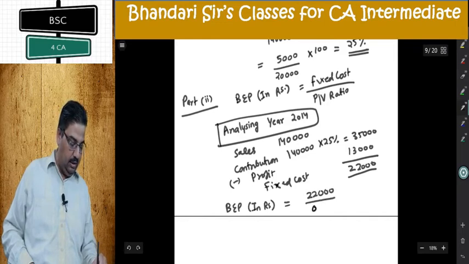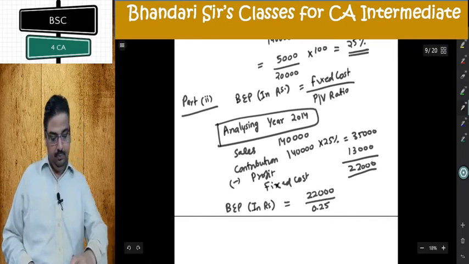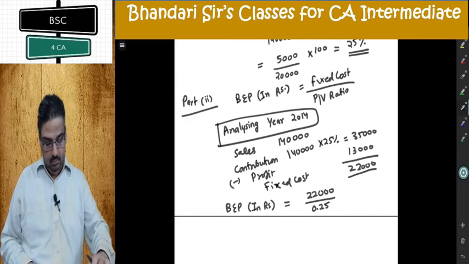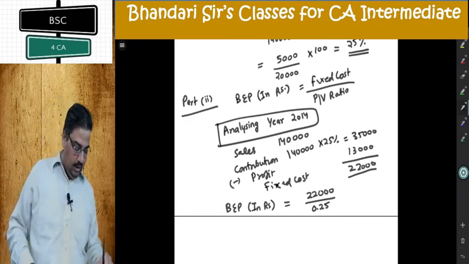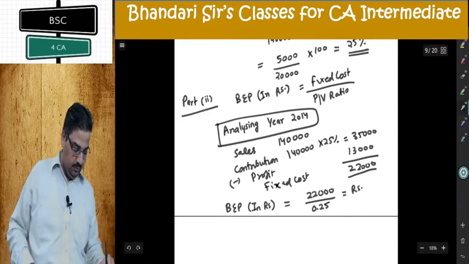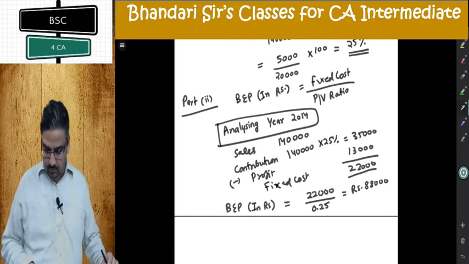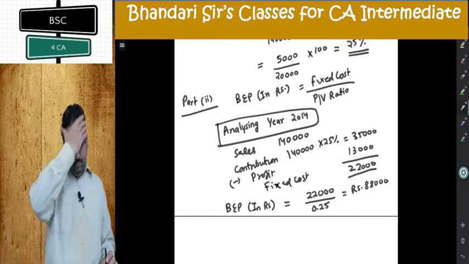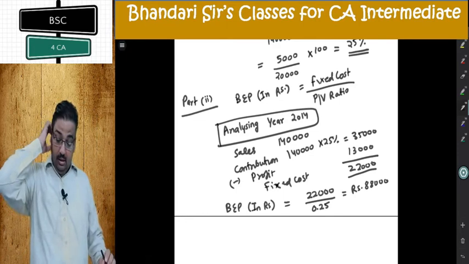So break-even point in rupees: 22,000 divided by 0.25, 88,000 rupees. 88,000 rupees is the break-even point.